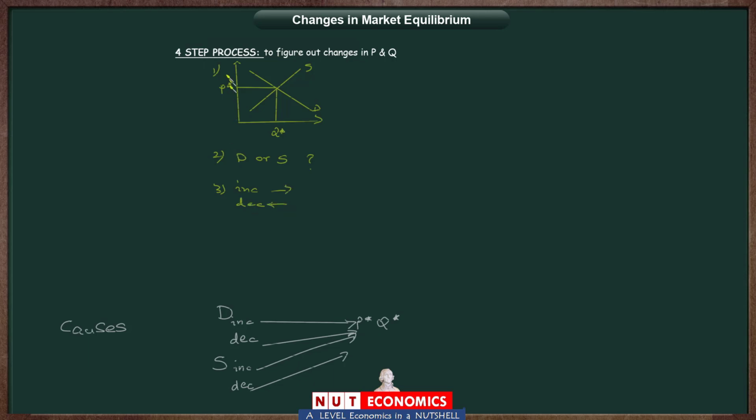Now once we have these first 3 steps, in step 4, we go back to this graph. We shift the relevant curve in the right direction and read off the new equilibrium to see from this graph what is happening to price. Is it increasing or decreasing? And similarly for quantity. So this is the best approach for figuring out what happens to equilibrium price when the market conditions change.